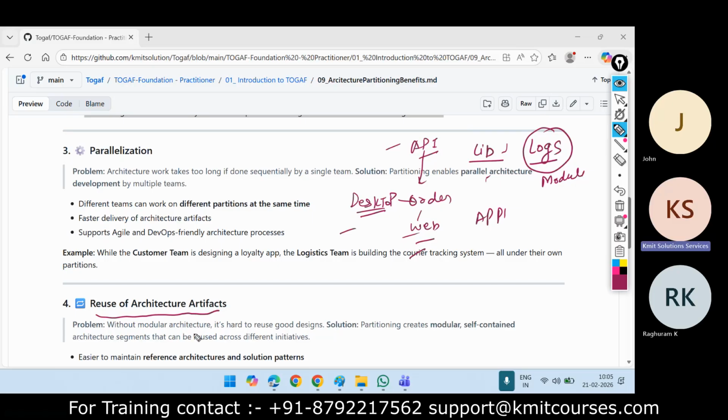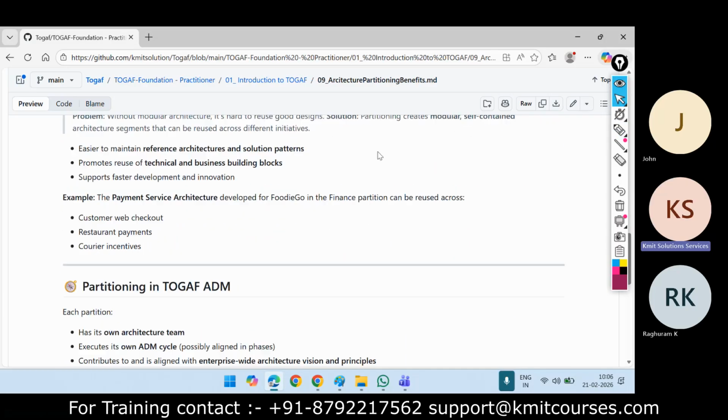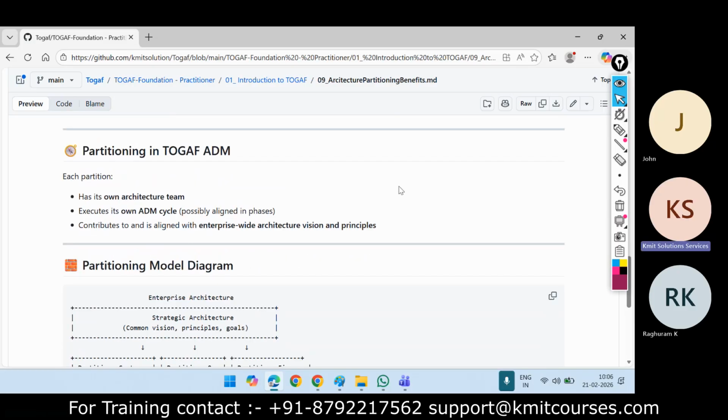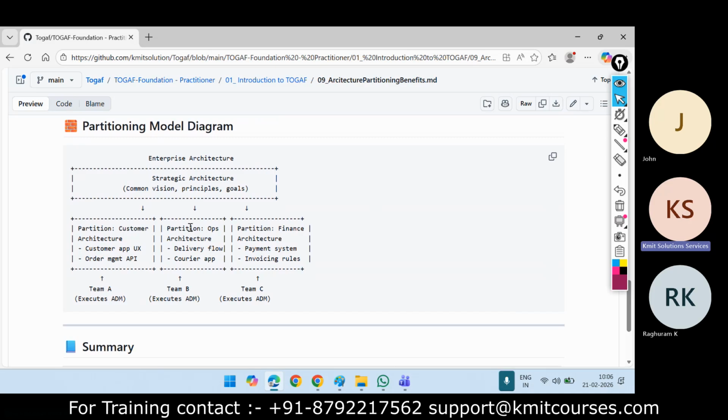Right? Problem: without modular architecture, it's hard to reuse a good design. Solution: partitioning creates modular, self-contained architecture segments that can be used across different initiatives. It is easier to maintain the reference architecture and the solution platform. So now maybe you are understanding the purpose of partitioning, how useful it is, right? So now, as an example, this is the partitioning model diagram.